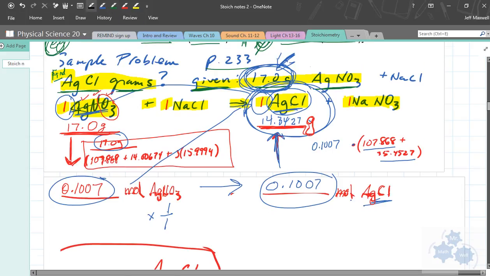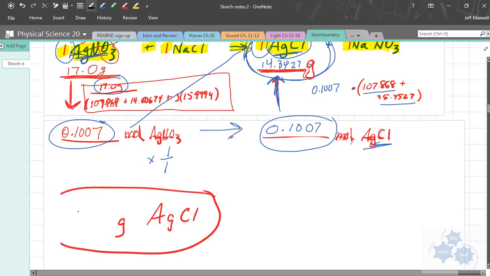So this one is going to be for an answer. I guess I've got sort of down here. So it's going to be 14.3 grams of AgCl. So that's going to be my final solution there. And you just did a stoichiometry question. Congratulations.